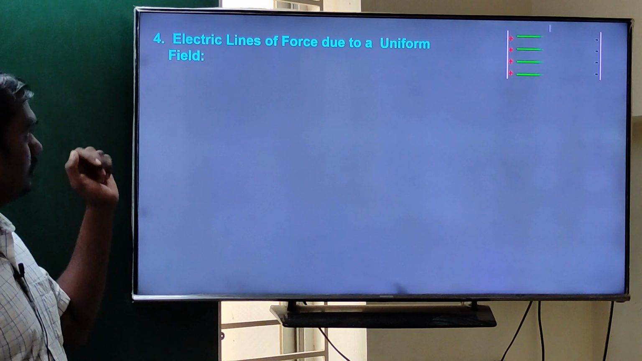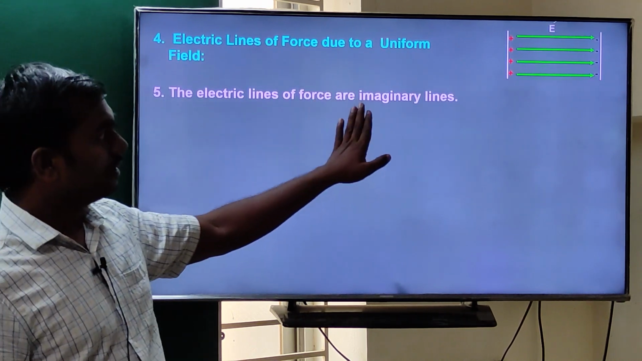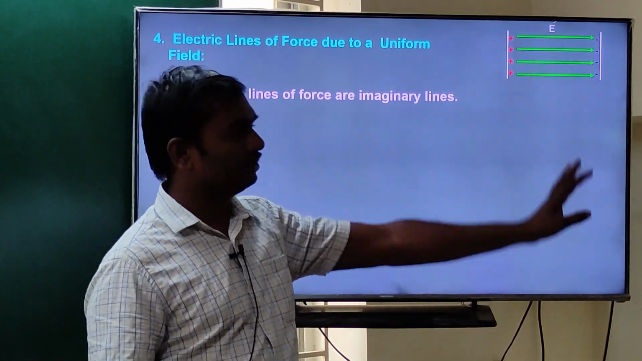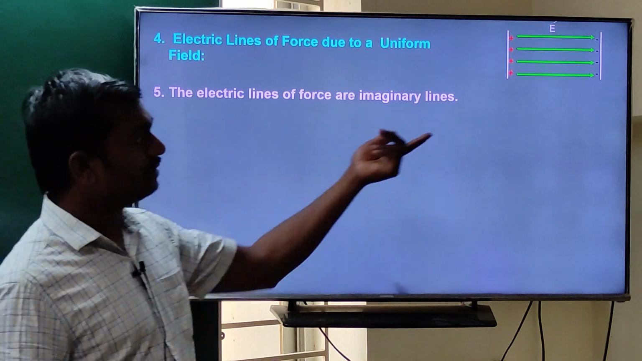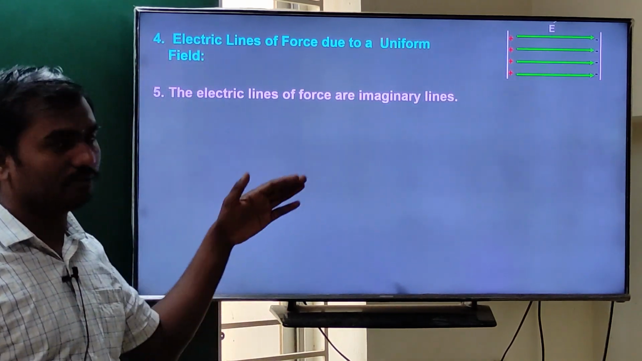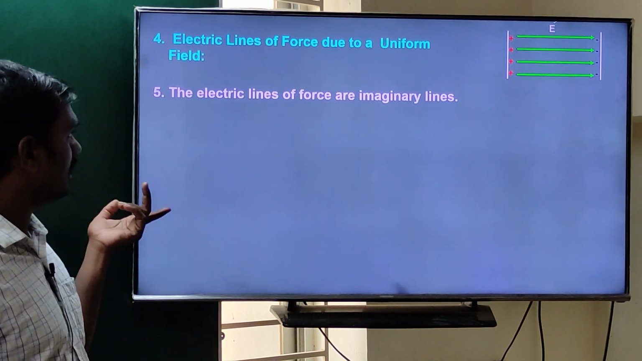This is the fourth point. And the fifth point: electric lines of force are simply imaginary lines. There is no physical existence of these lines. This is for understanding the electric field. We are imaginarily considering a line, that is, the imaginary lines.